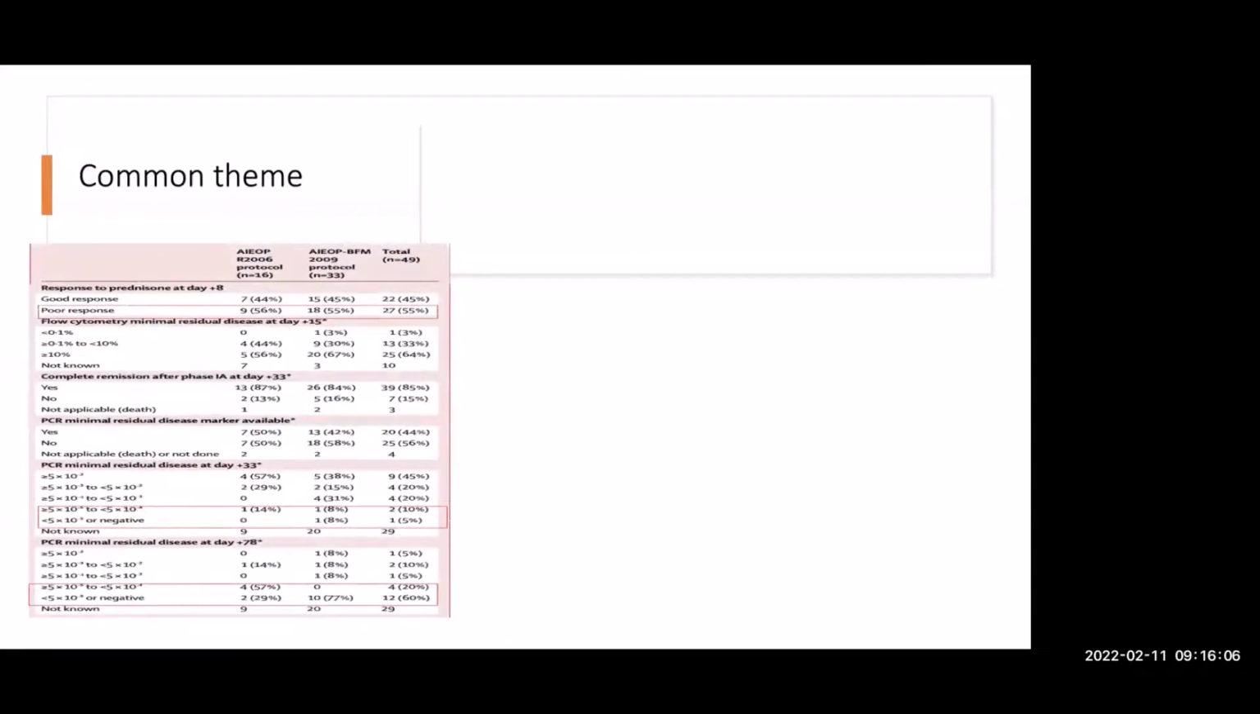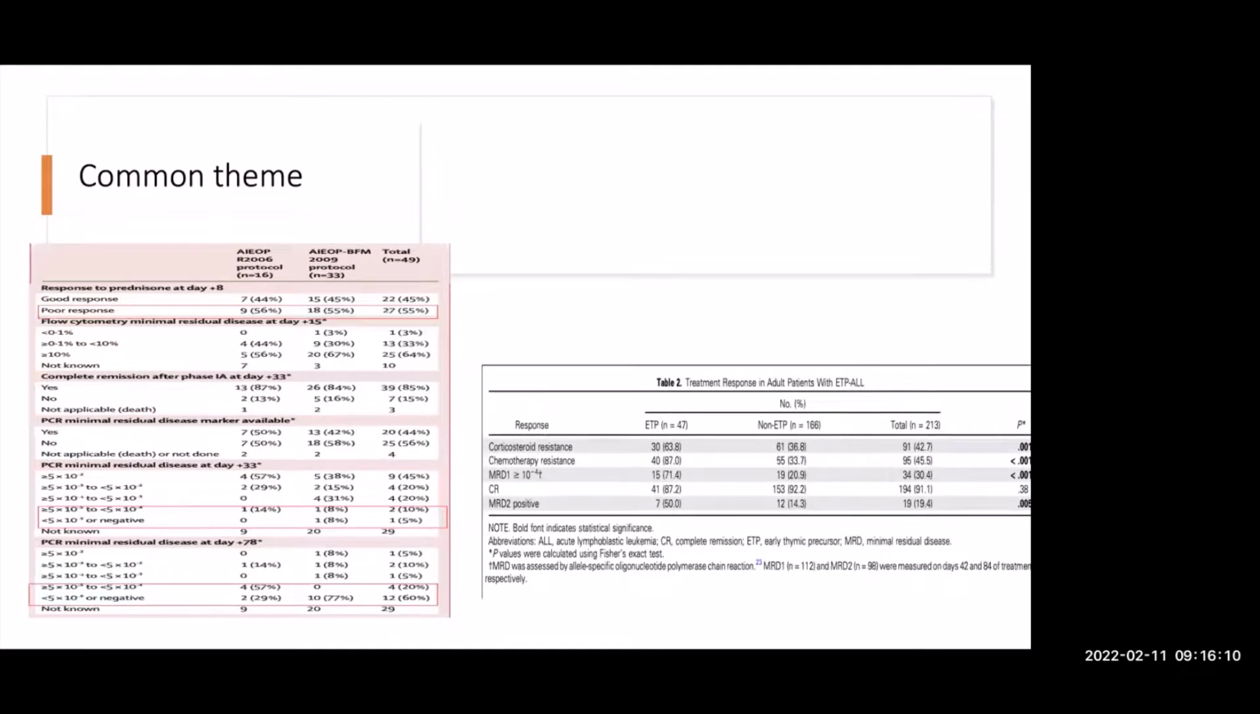So what are the important clinical factors in ETP-ALL? This is the BFM study, where it showed the majority of patients with ETP-ALL are poor prednisolone responders compared with T-ALL. We can see that 50 to 60% of the patients with ETP-ALL have poor response to prednisolone, and the majority of ETP-ALL also has persistence of MRD at day 33.